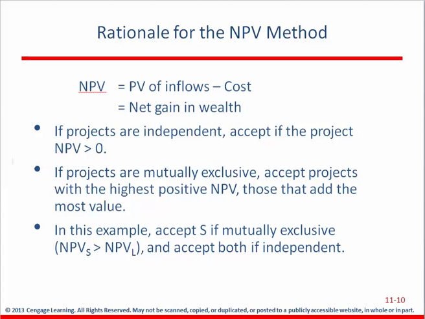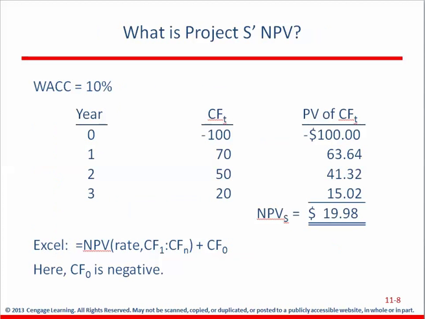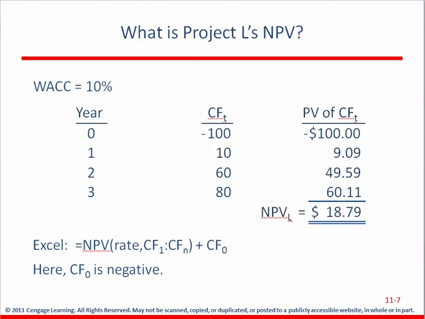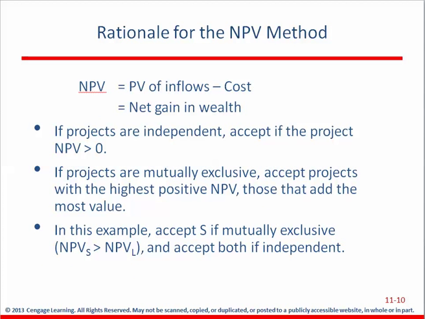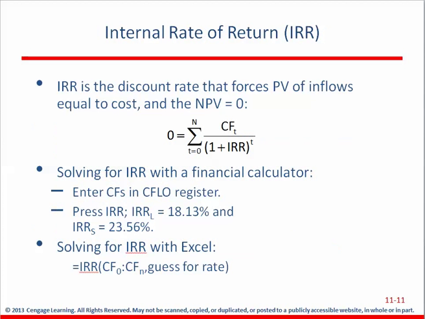And so in this example, accept S, if it was mutually exclusive, because it had the higher NPV. Let's just go back and look at those. So S's NPV was 19.98 and L's was 18.79. Okay, so if they were mutually exclusive, then we would accept S, otherwise we would accept both of them.